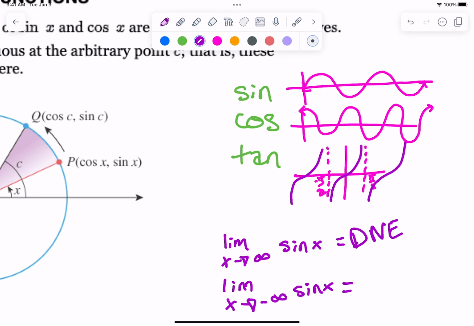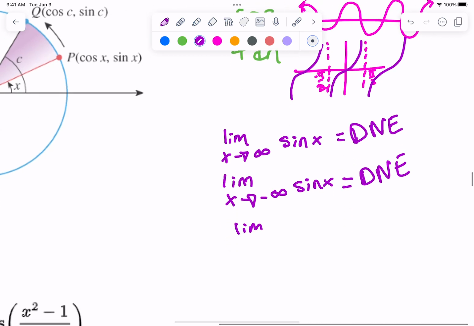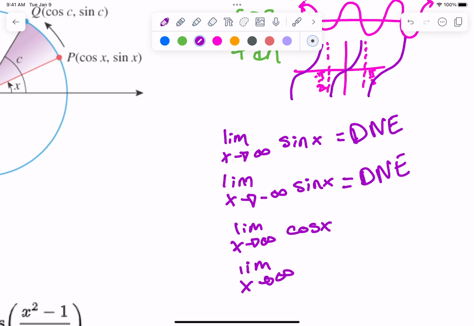It does not exist. On the left side, going negative, same thing, does not exist. What about cosine? Same thing. The limit as x goes toward infinity of cosine of x, and the limit as x goes toward negative infinity of cosine of x. Does not exist. Does not exist. All right, what about tangent?